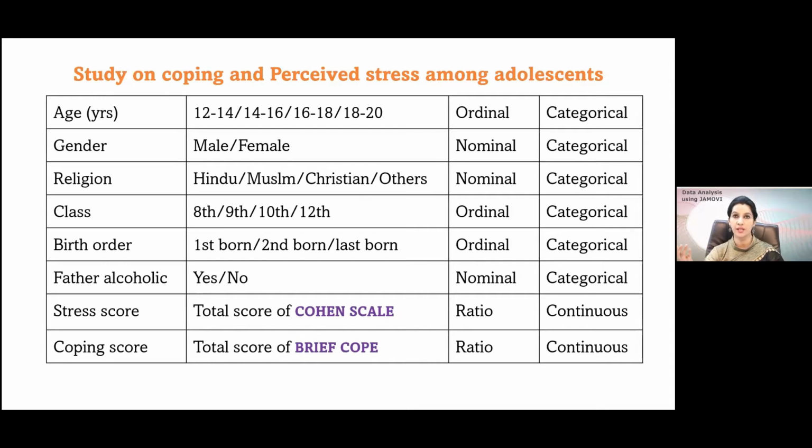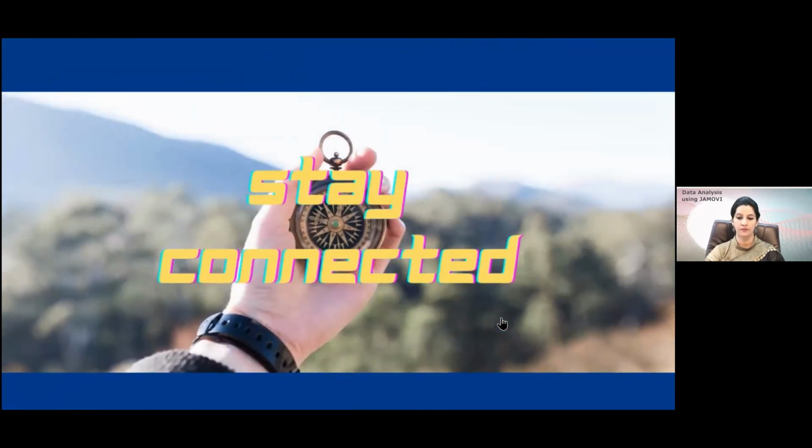So in this case, you can see this is gender, which is male and female. And you can see this is nominal, again categorical. Religion, nominal and categorical. So all these are ordinal and nominal, which come into the categorical. And then if you see this stress score and coping score, this is a ratio scale, which is continuous in nature, which is continuous data. So this is regarding the type of variable.